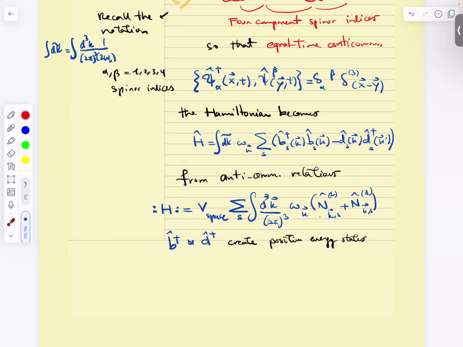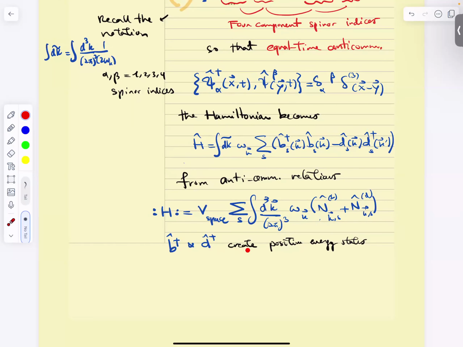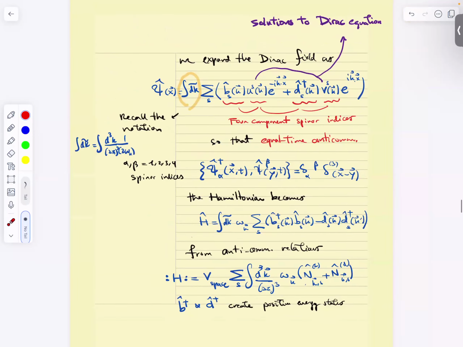Is there an IR divergence? There's an IR divergence as well, right? It came from the fact that when you take the anti-commutator of the K mode and the K prime mode, there's a Dirac delta of K minus K prime. That's the IR divergence. All right, so B dagger and D dagger create positive energy states of opposite charge. I'm going to say charge in a second. But it's pretty clear that they create positive energy states because the numbers are added. Is this slide clear?